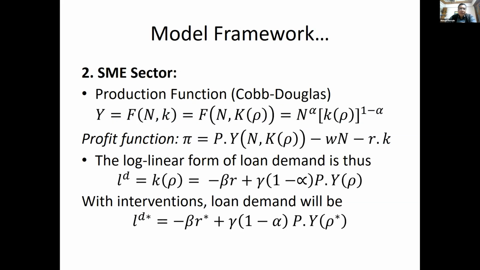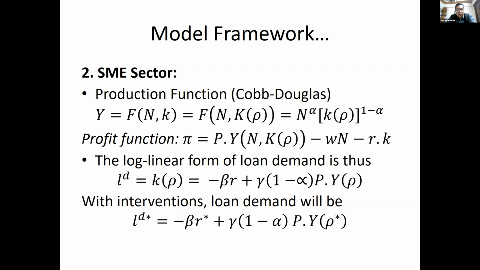For the SME sector, we assume a Cobb-Douglas production function, and it depends on the labor force and also capital, which is the loan, which is dependent on rho. Rho means the default risk. Therefore, the log-linear form of the loan demand finally stands out like this, the third one. Then we say that with interventions like the credit wholesale program, if the government provides some subsidized fund with a lower interest rate, then it will also reduce the loan default risk, that is rho star and R star.